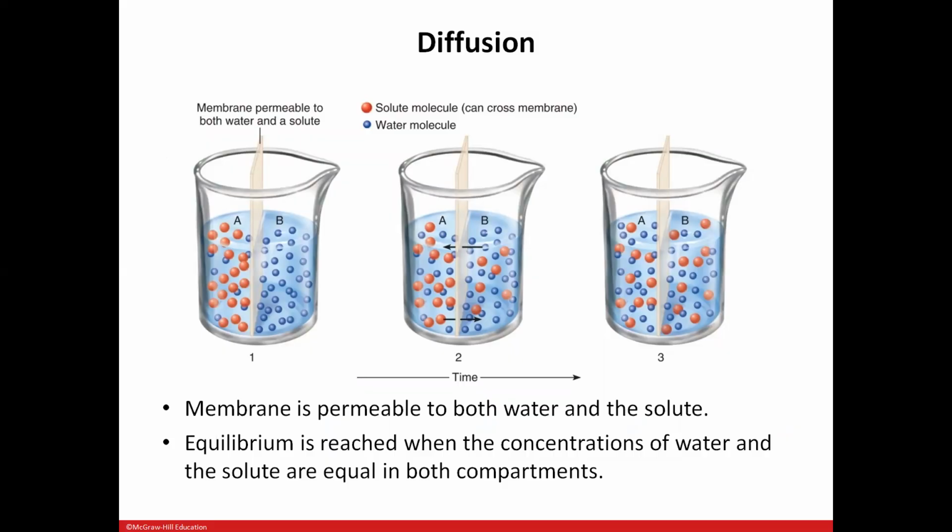Here, what we're looking at is a beaker of solutes, which we're going to refer to just as salt. We'll make it salt. So that's what we see in red. And then we have water molecules. And there's a membrane in between them that's permeable to both. So again, throughout time, you'll see that figure A has the most red solutes.